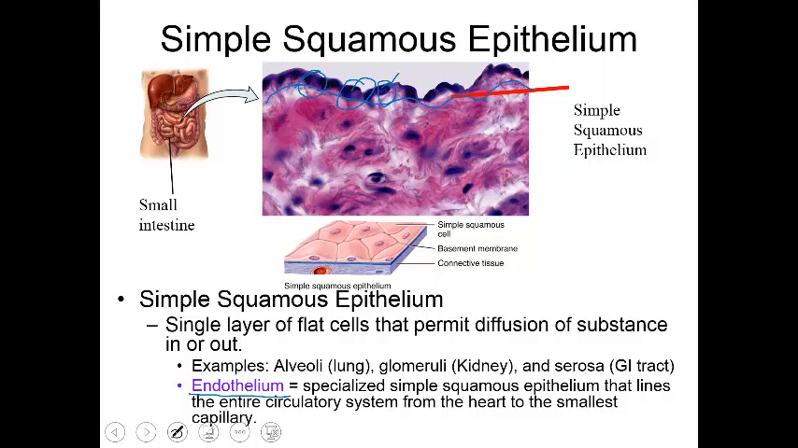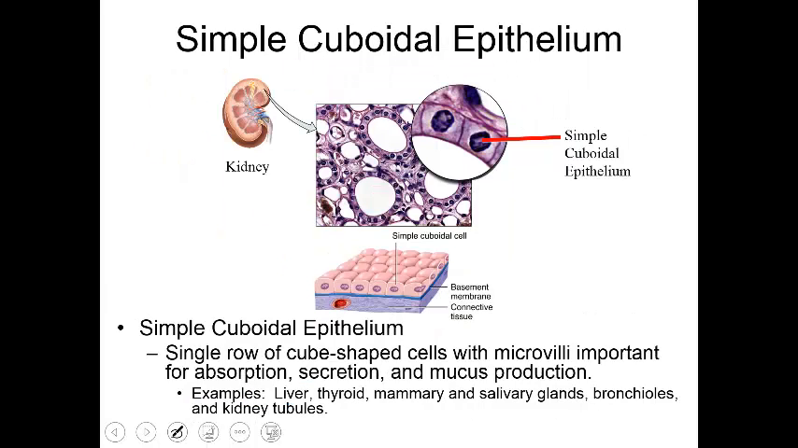You also have simple squamous epithelium in your lungs to absorb all of that oxygen. You have it in your kidneys as well as your upper gastrointestinal tract.